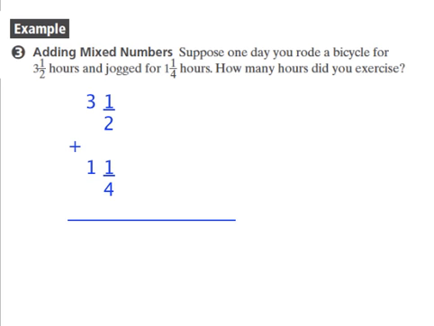We have to have a common denominator to add the fractions. Common denominator of a half and a fourth is 4. So 1/2 becomes 2/4, and 1/4 just stays 1/4. So we have 2/4 plus 1/4, which is 3/4, and we have 3 hours plus 1 hour, which is 4 hours. So you exercised for 4 3/4 hours.